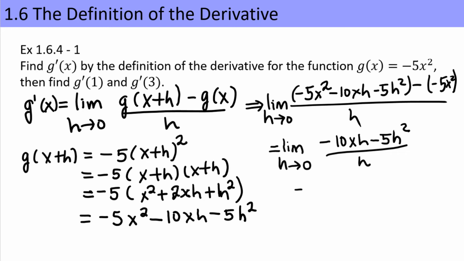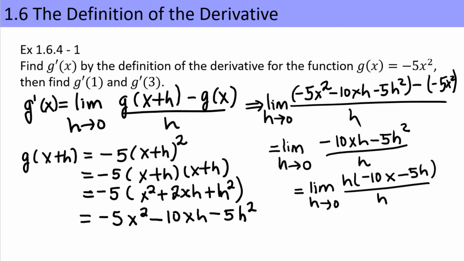Let's factor out an h from the numerator, so we will still have the limit as h approaches 0 of, factoring out the h, negative 10x minus 5h divided by h, and continuing. We will now have the limit as h approaches 0. The h in the numerator and the denominator cancel, so the limit as h goes to 0 of negative 10x minus 5h, and taking the limit as h goes to 0, the remaining will be negative 10x.